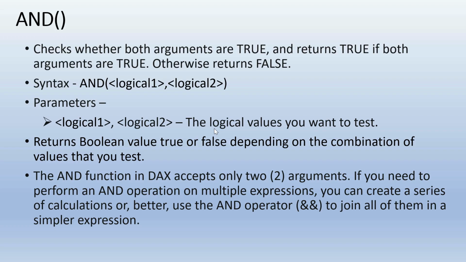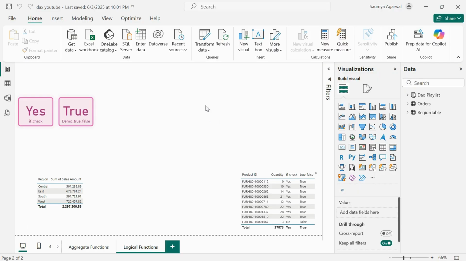That depends on whether both the conditions are true or false. So this is the condition that I told you. The AND function in DAX accepts only two arguments. If you need to perform an AND operator on multiple expressions, then either you have to create a series of calculations, otherwise it will be better to use the AND operator to join them in a simple expression. Otherwise the expression will be complex if you perform it on more than two arguments using the AND function. So let's go to our Power BI Desktop and perform this.